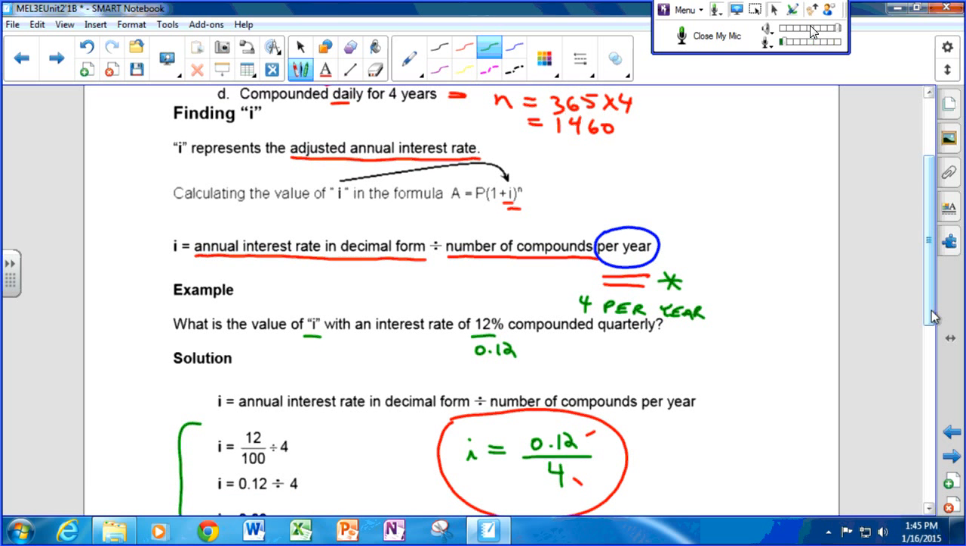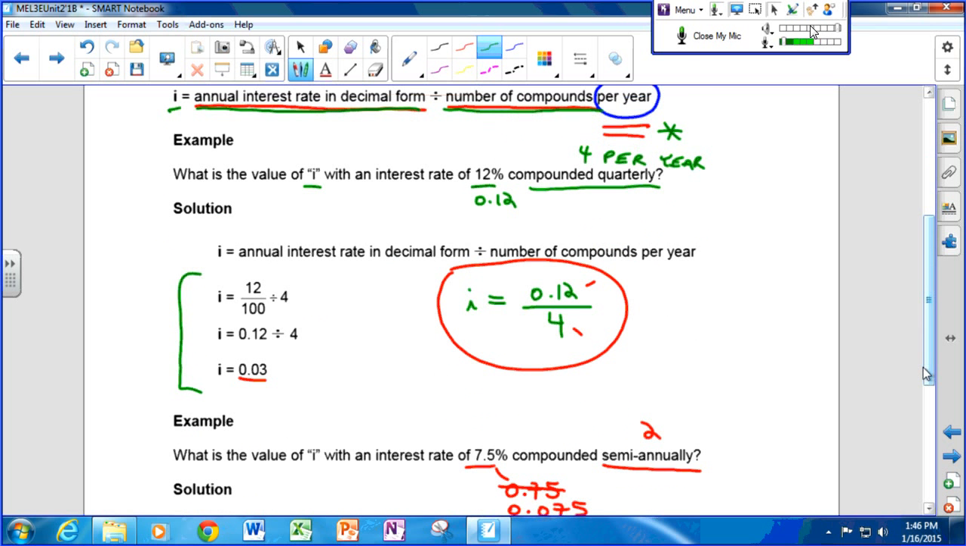The I is the other one, right? We're so used to dividing the annual interest rate, turned into a decimal, by 12, because everything seems to be compounded monthly, that when they give us a question like this where it's compounded quarterly, we sometimes use the wrong number. In this case, it's compounded quarterly, so I is 0.12, which is the interest rate expressed as a decimal, divided by 4, which is the number of compounds per year.